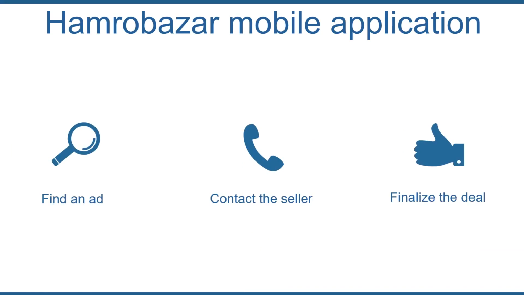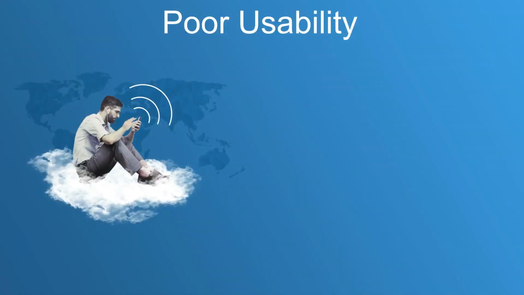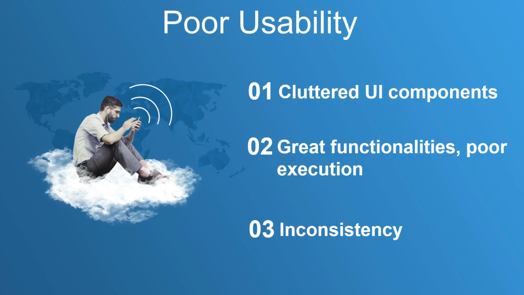Shopping in Hamro Bazaar can be done in 3 steps: find an ad for the product, contact the seller and finalize the deal. Despite being popular among the users, the Hamro Bazaar mobile application is poorly designed in terms of usability and user experience. We carefully evaluated the application, listed the issues and categorized them into 3 general points.